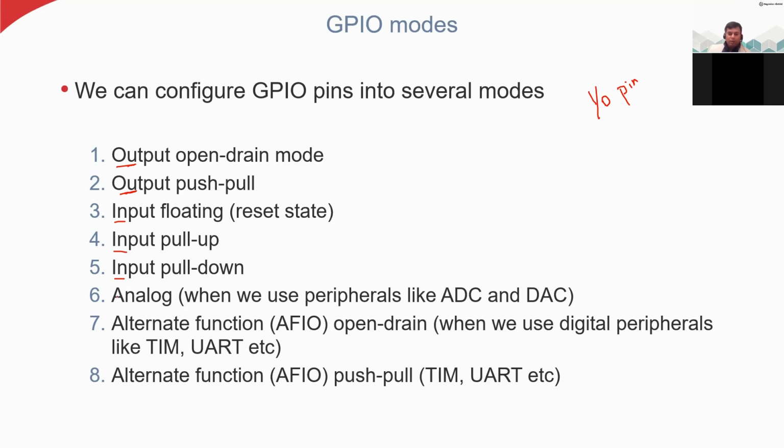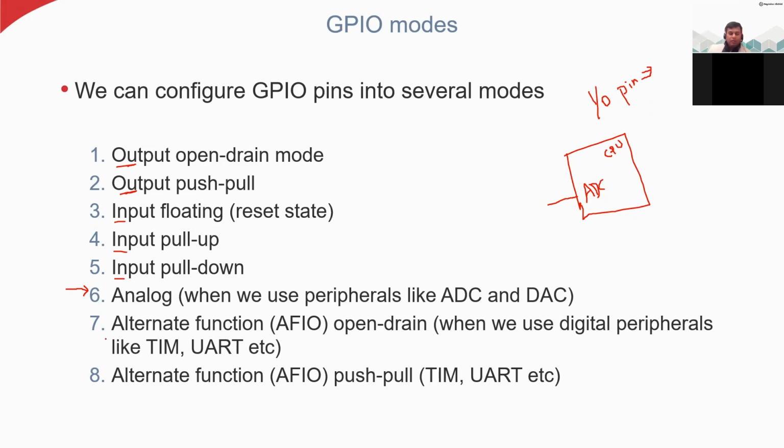Similarly, we have analog. You can also configure the pin for analog purposes. For example, when you use the ADC or DAC, that is analog to digital or digital to analog conversion, you can apply the analog signal to this pin. The microcontroller has all the inbuilt blocks, for example its own ADC, analog to digital converter. When you apply the analog signal, it will be converted into digital form to be processed by the CPU, because the main core can only process signals in terms of binary data, zeros and ones.